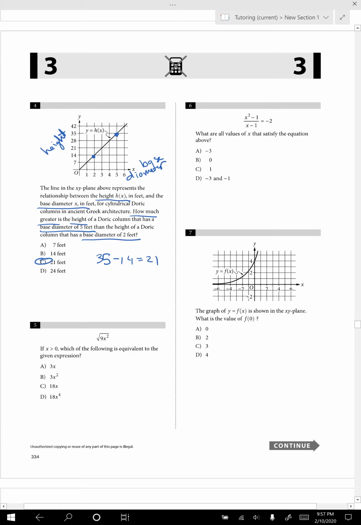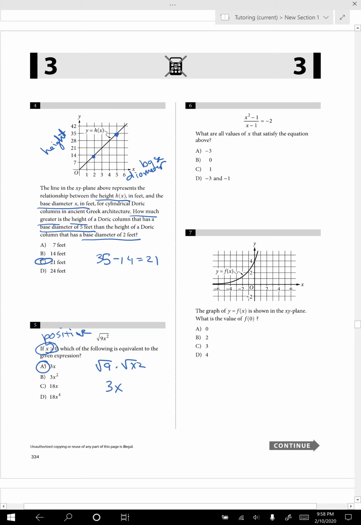Number 5. If x is greater than 0, okay, this is their way of saying x is positive. Which of the following is equivalent to the given expression? So here we're just trying to simplify this. So we have square root of 9 times square root of x squared. Square root of 9 is 3. Square root of x squared is x. So we are just looking for 3x.